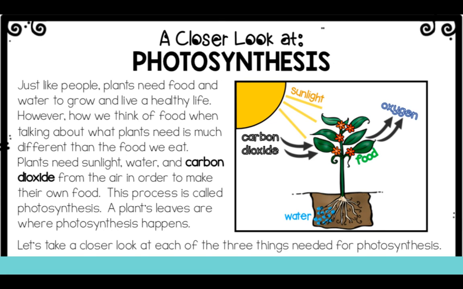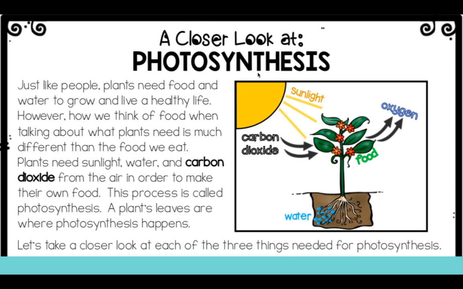However, how we think of food when talking about what plants need is much different than the food we eat. Plants need sunlight, water, and carbon dioxide from the air in order to make their own food. This process is called photosynthesis. A plant's leaves are where photosynthesis happens. Let's take a closer look at each of the three things needed for photosynthesis.